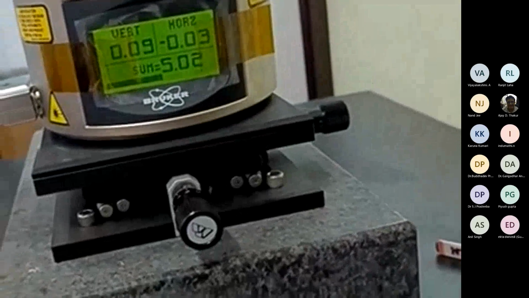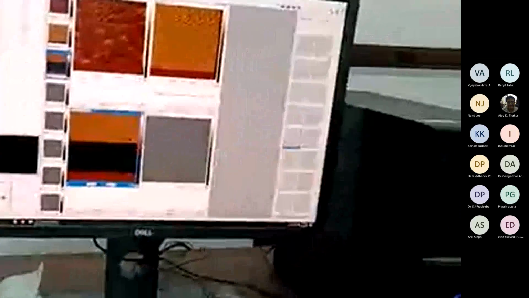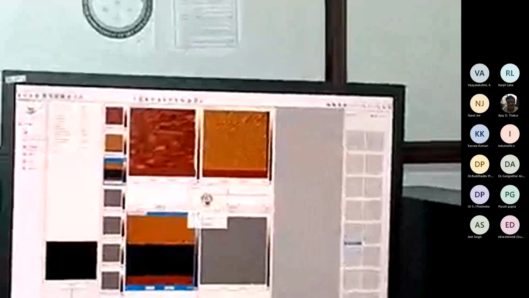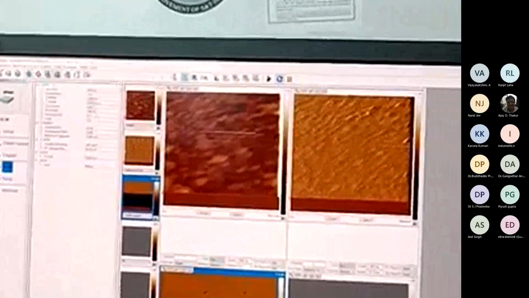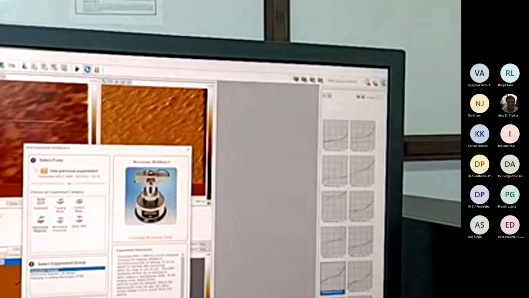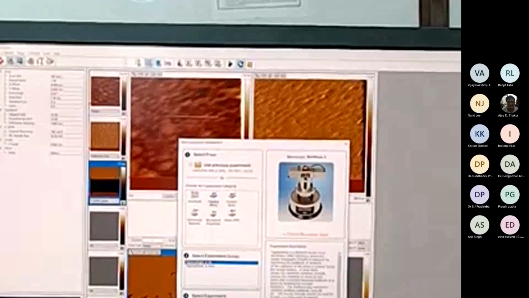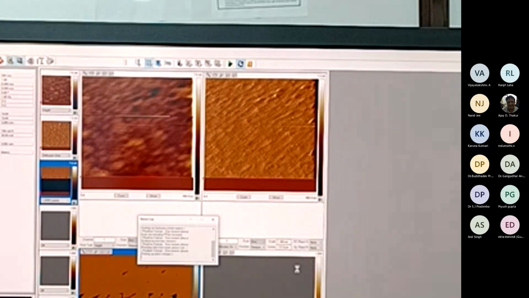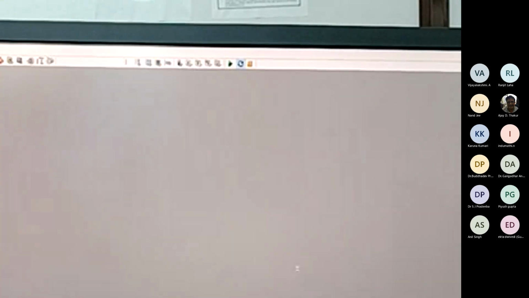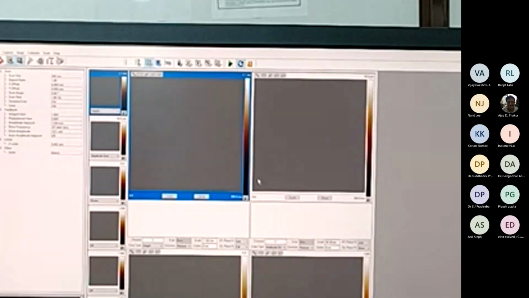and it is done by the software, engage. Okay, sorry. We will change the mode here. We'll put tapping mode, tapping in air, soft tapping, load the experiment. So the experiment has been loaded.